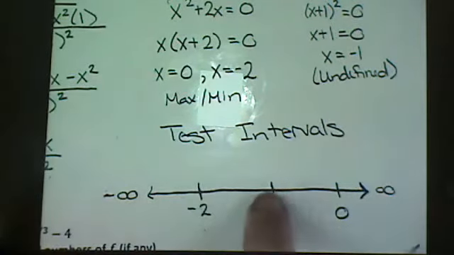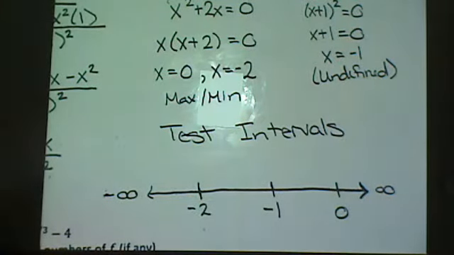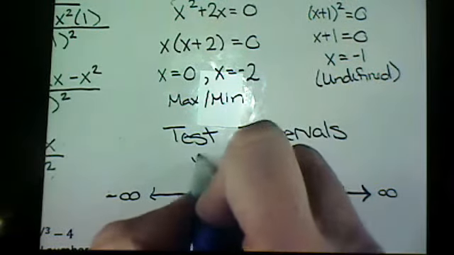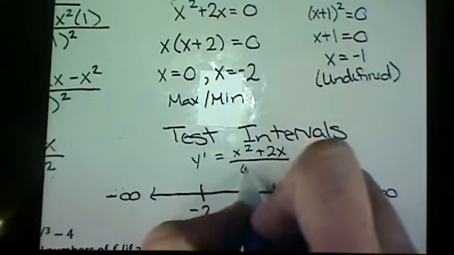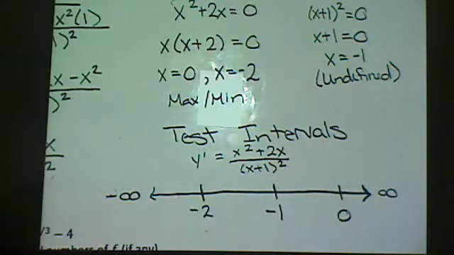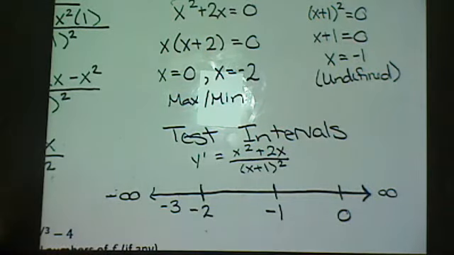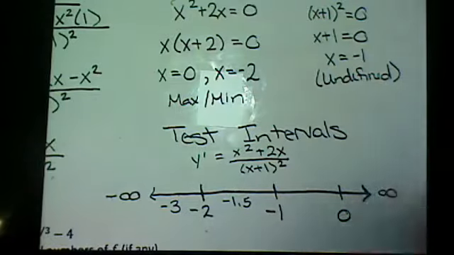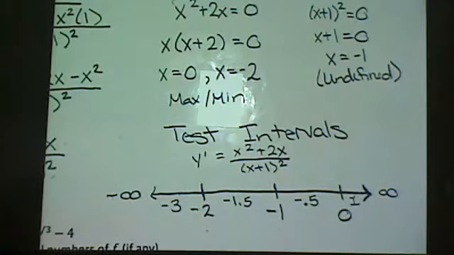I'm going to pick not the numbers given, but the numbers within the intervals to see if it's positive or negative. So I'm plugging it into the derivative. If you need to, use your calculator. Over here, I'm going to pick the number -3. Here, -1.5. Here, -0.5, and here I'm going to pick the number 1. And then I'm going to plug everything in.